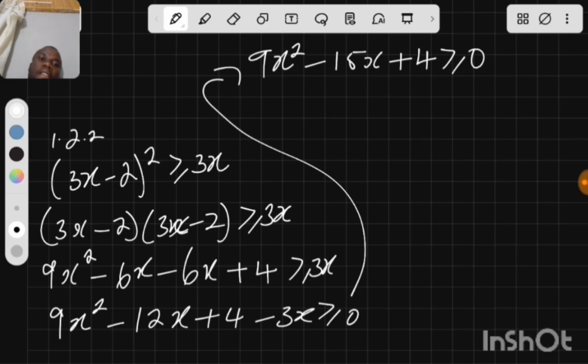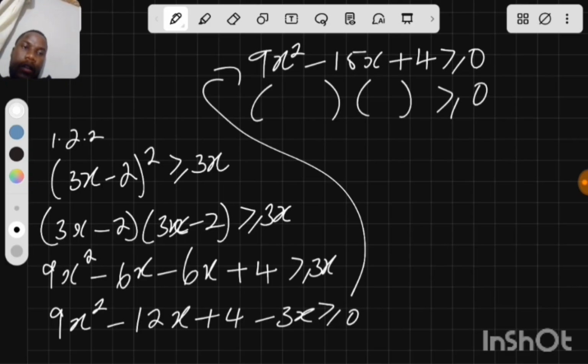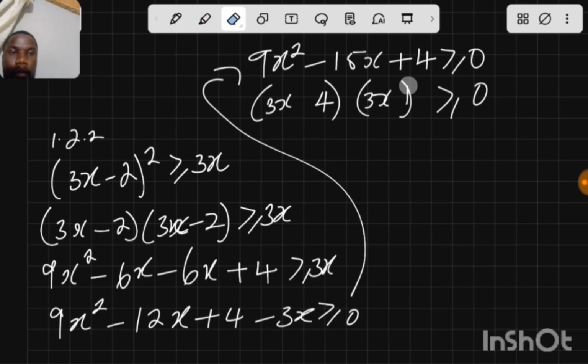And we need the factors. Then you can factorize this by opening 2 pairs of brackets, greater than or equal to 0. The factors of 9x squared are 3x and 3x, and the factors of 4 are 2 times 2, or 4 times 1, but look, we must get minus 15. If I put my 4 here and I put my 1 here, let me try to add the space.